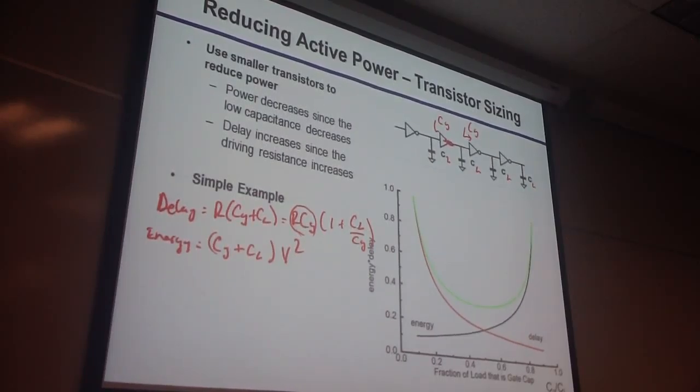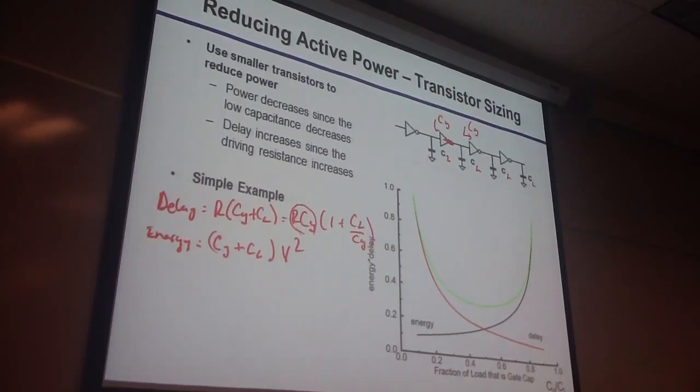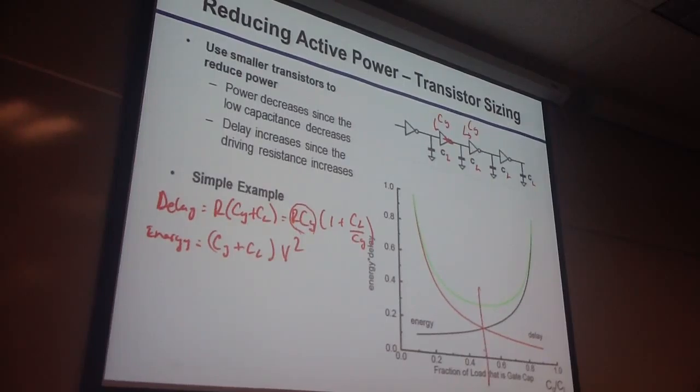On the other hand, if CG is very small, the delay will shoot up. So naturally, just like the supply voltage, you also have an optimal point that relates the gate capacitance to the load capacitance, and that's roughly, in this case, when the ratio is about 0.5.